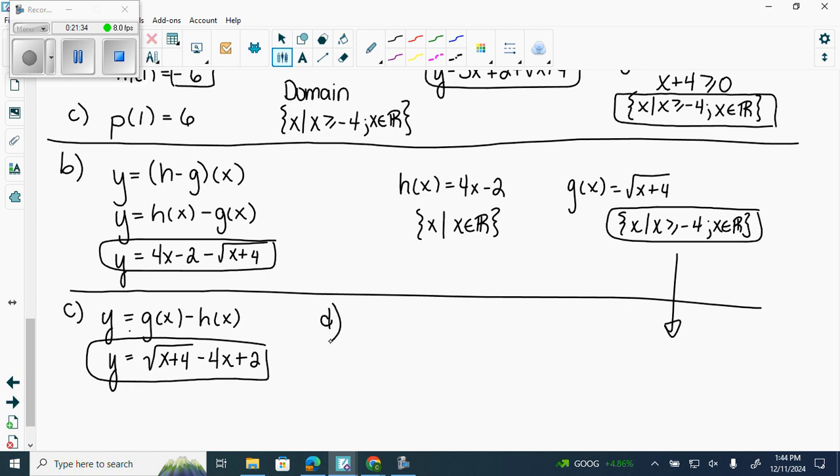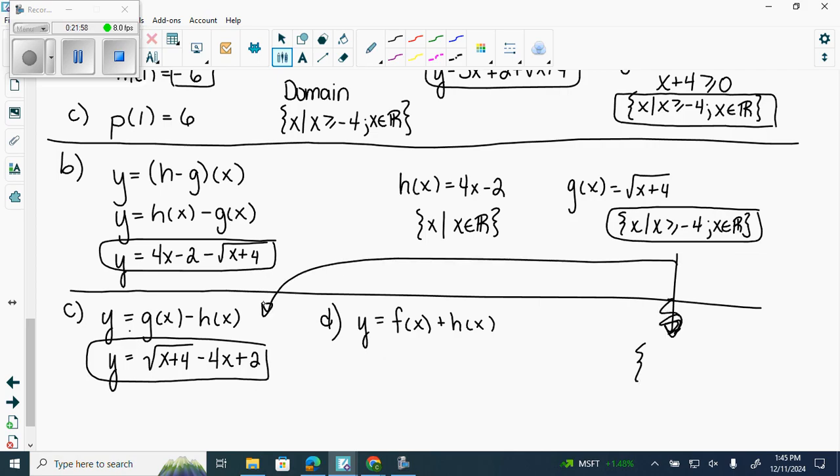Our D is y equals f of x plus h of x. F is a quadratic, h is a linear. What's their domain combined going to be? X is an element of the reals. That goes to this one. This one is going to be x such that x is an element of the reals. They both are x an element of the reals.